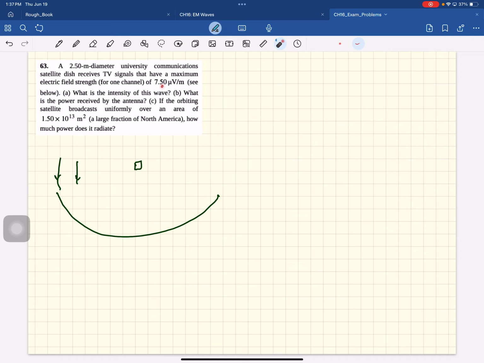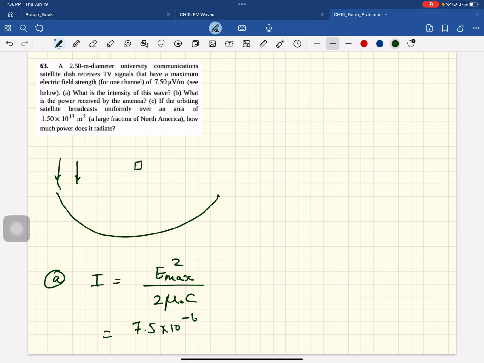I have a maximum electric field of that. What is the intensity of the wave? The intensity of the wave is E max square divided by 2 mu naught times C. You saw that formula. 7.5 into 10 to the minus 6 volt per meter, squared. 2 mu naught is 4 pi times 10 to the minus 7 Tesla meter per amp, and C is 3 times 10 to the 8 meters per second.